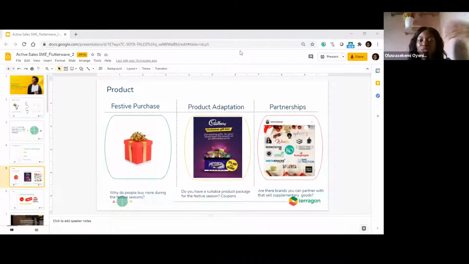So my first question to you as an SME is, do you have a festive product? How have you been able to adapt your products to ensure that they are suitable for this festive season? You know that this festive season, people want to buy hampers, they want to give gifts, they want to pamper themselves. How are you adapting your product to ensure that it's fitting this emotion that comes with Christmas? Now, I'm going to give an example here.